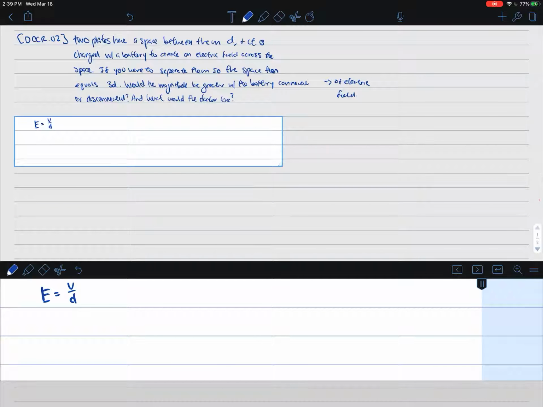Okay. So for an electric field, you have the equation E equals V over D, V being the voltage and D being the distance. So with it connected, V stays constant, and then as you separate them, D would change and would increase, making E smaller.